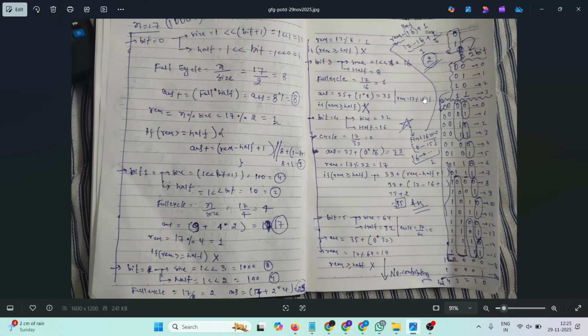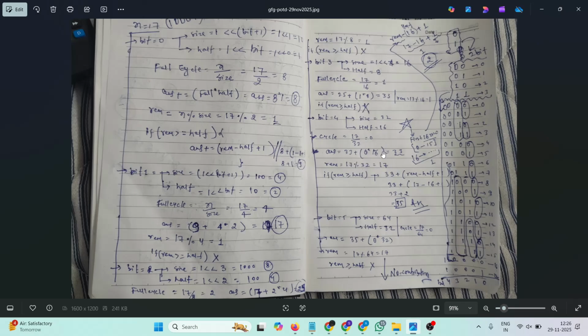Now the remainder is 1, which is again less, because we know up to half there is only 0, then 1. Now for bit 4, the size is 32 and half is 16. How many cycles are there in 17? 0 cycles, so 0 into half, 16, contributes 0, so the total is 33 for now. Now the remainder is 17 modulus 32, which is 17.